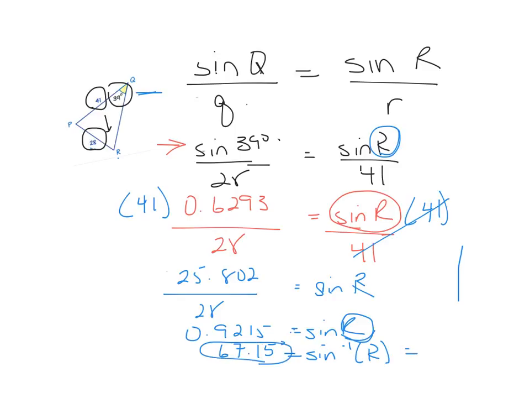And so you ask yourself, does that seem logical? Well, if 39 degrees gave me a side of 28, then it would make sense that if I had a side length of 41, it should be larger, and it is. How much larger, it's hard to tell without having the rest of the pieces of information, but that's what you would do. Okay, so that's the sine law.